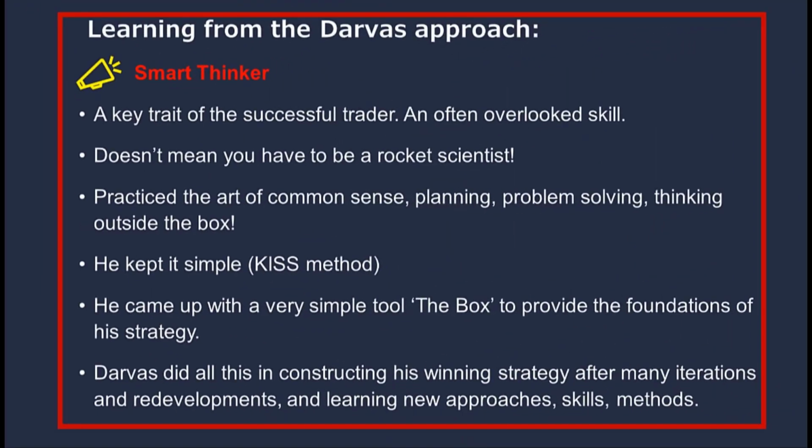What he probably didn't realise he was doing, and we've got a category for that now, and that is being a smart thinker. And to be a successful trader, you don't need the PhD in astrophysics or mathematics to succeed. It's the smart thinker that will succeed. He practiced the art of common sense, planning, problem solving, thinking outside the box, and he kept it simple, the KISS method. He came up with a simple tool, a box, to provide the foundations of his strategy, and all this created that winning approach, and it took many iterations, many redevelopments, and he learned new approaches and skills along the way. So smart thinking and the ability to smart think is a crucial skill to have if you want to be a successful trader.